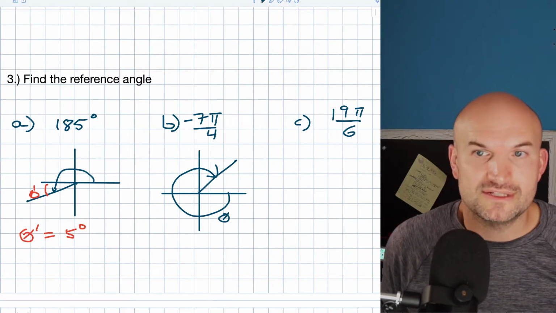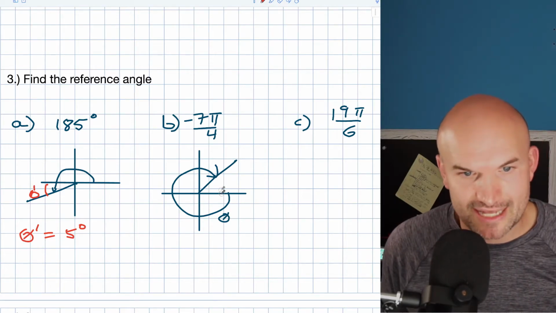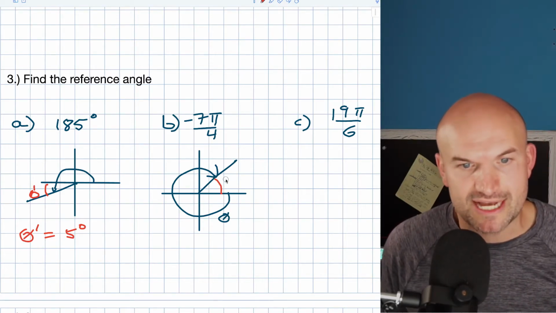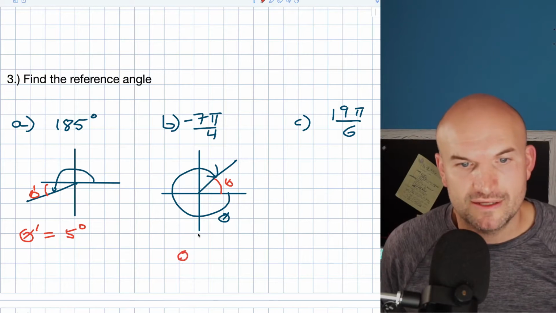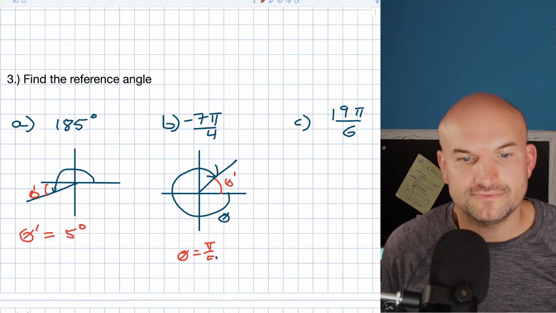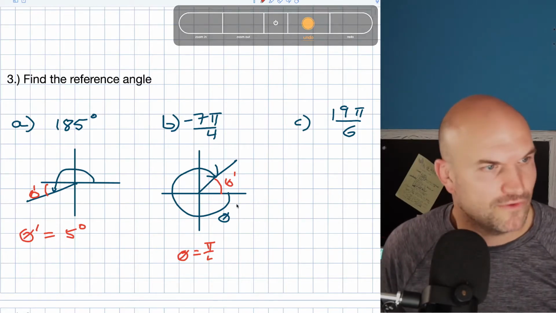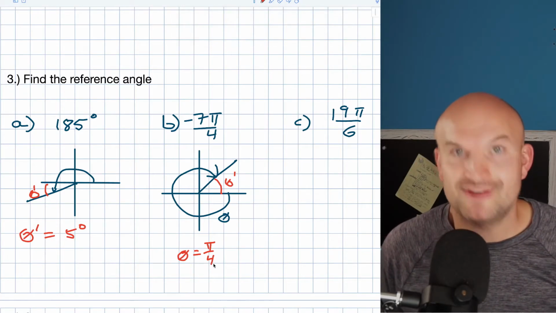The reference angle is, again, this positive acute angle between my initial side and the terminal side, which hopefully you recognize here. Theta prime is equal to pi over 4. And that does not look like a pi over 4. There we go. Now it's fixed.